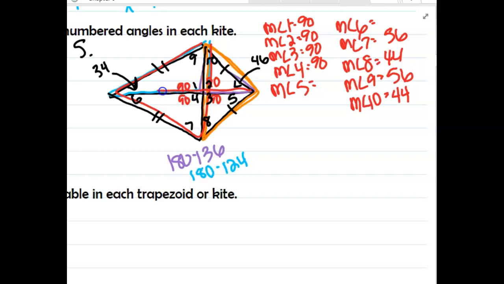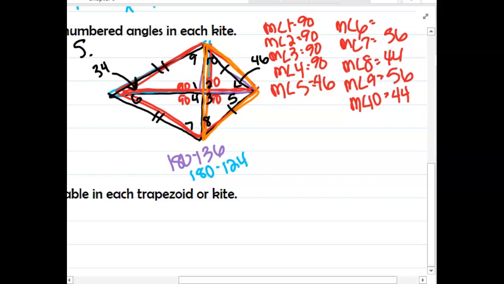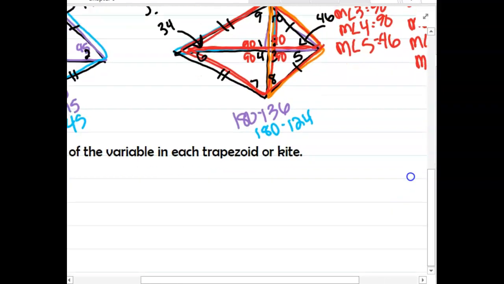Now for angles 5 and 6, if you wanted to go through the process here, you could prove that these two triangles are congruent by side, side, side. The top triangle would be congruent to the bottom triangle by side, side, side. So CPCTC. So if this angle is 46, angle 5 is also 46. And if that angle is 34, angle 6 is also going to be 34. You'll have, I think, one that's like that. Kind of a lot to that one.